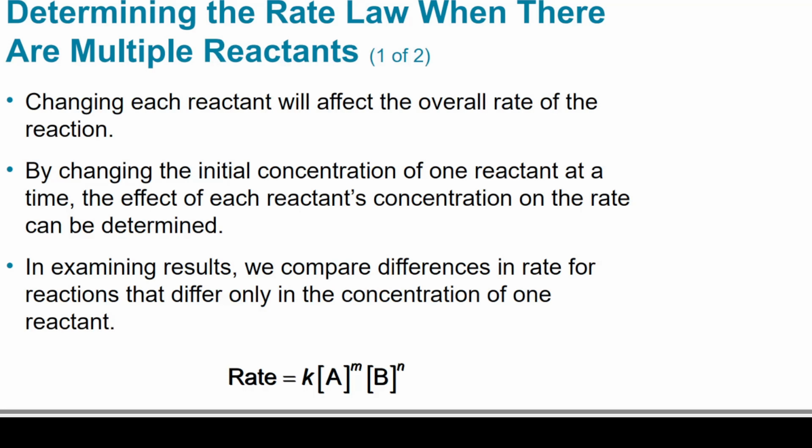If there are multiple reactants, then we have to get a little bit more complicated than our previously observed rate equations, where we had rate equal to k times A to the 0, k times A to the first, k times A squared. We have to consider each reactant independently. So what we do is we change each reactant independently and see how that affects the overall rate for the reaction, and then we can determine the exponents of each of the reactants.